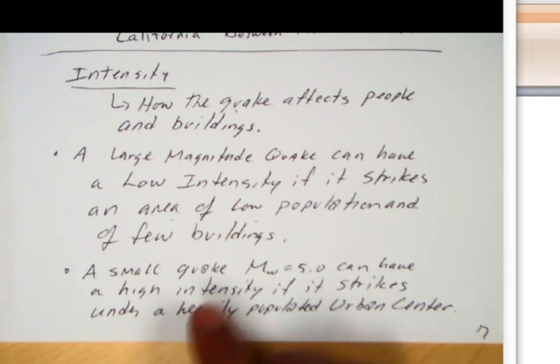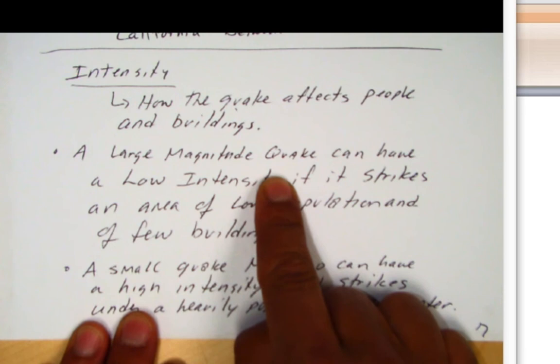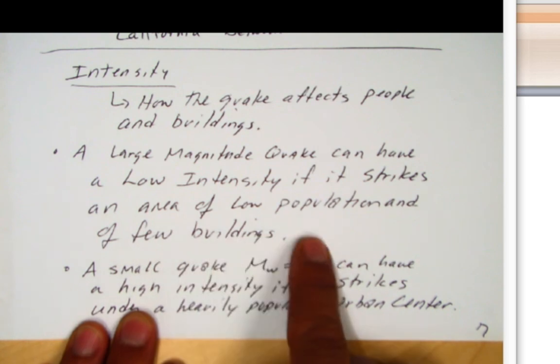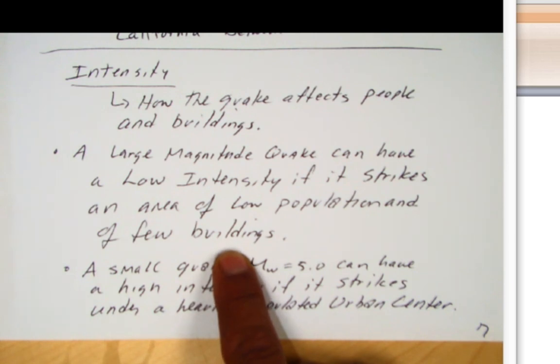For example, if we have a large magnitude earthquake, magnitude 7, magnitude 8, it can have a low intensity if it strikes an area of low population and few buildings. So if it strikes out in the desert where there are few buildings and people, then even though it's a large magnitude quake, it's not going to have a whole lot of damage, right? So intensity is really the damage caused by the earthquake.